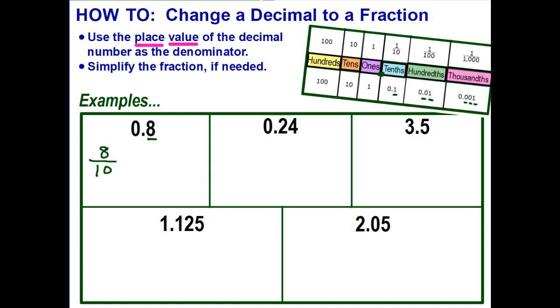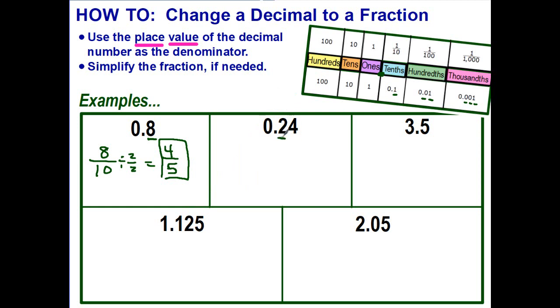Fractions and decimals sound a lot alike, and that place value is what's going to be the denominator of your fraction. Once we have our fraction written, all we have to do is simplify. So I'm going to go ahead and divide by 2. 8 divided by 2 is 4. 10 divided by 2 is 5. We cannot simplify any further, so this is our simplified fraction. 8 tenths is equivalent to 4 fifths.